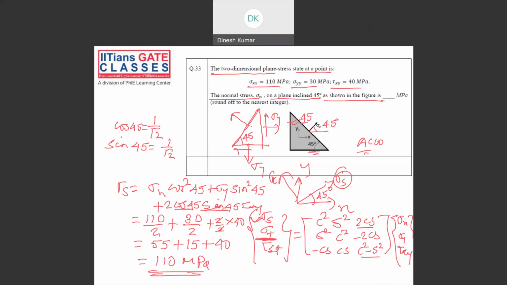Many people might have got the answer as 30 megapascal if they use this formula. Many people may not know this. They may know the formula, but what are the arguments? In this case, the argument was sigma n, which is nothing but, from your stress transformation, sigma s, if you take s and t as a new coordinate system.